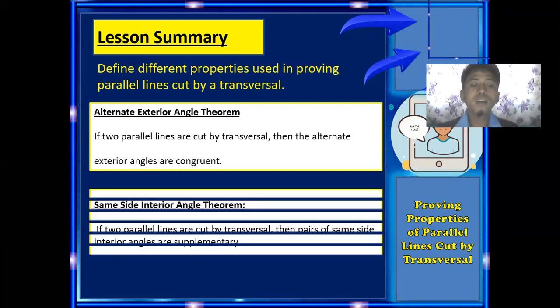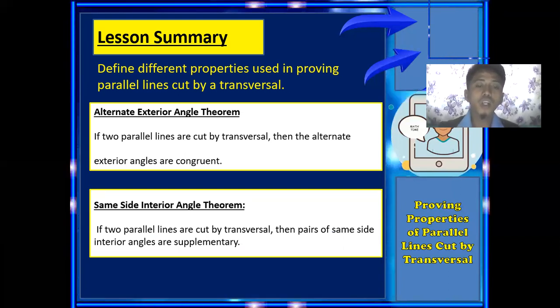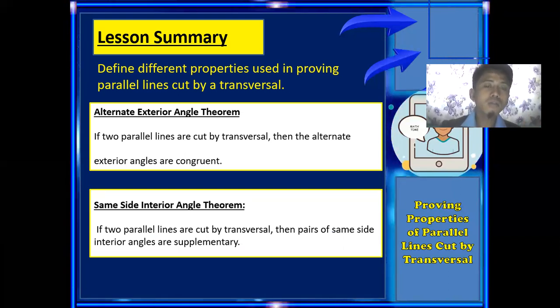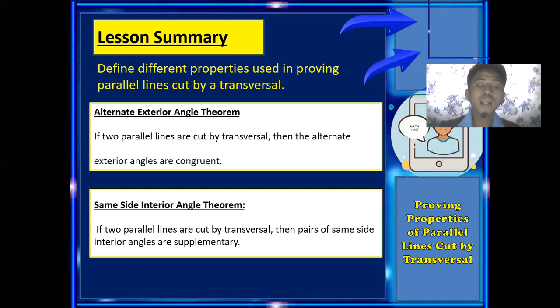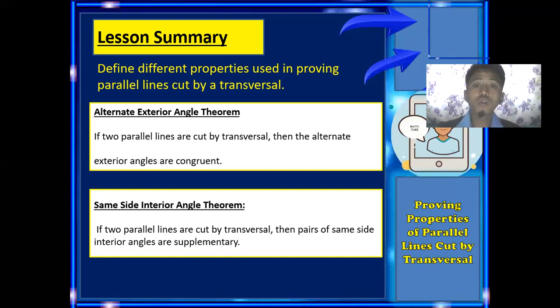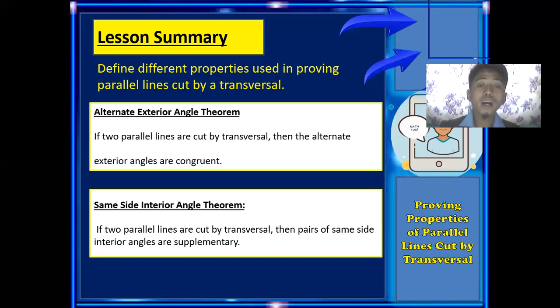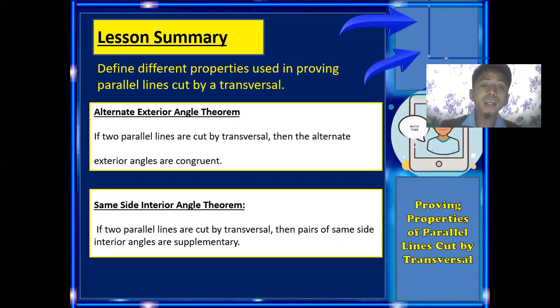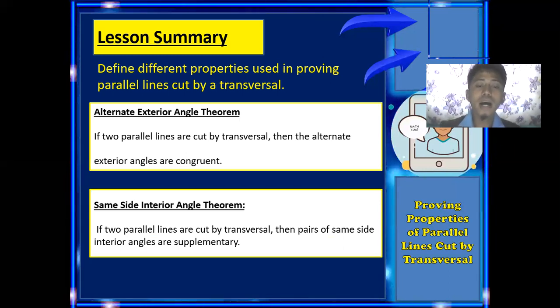Then next is the same side interior angle theorem. What is the concept of the same side interior angle theorem? This means that if you have two angles that are same side interior angles, once you combine the sum of the two angles, automatically they create supplementary angles, or a linear pair, wherein the total measure of the two angles is 180 degrees. That is the concept of the same side interior angle theorem.